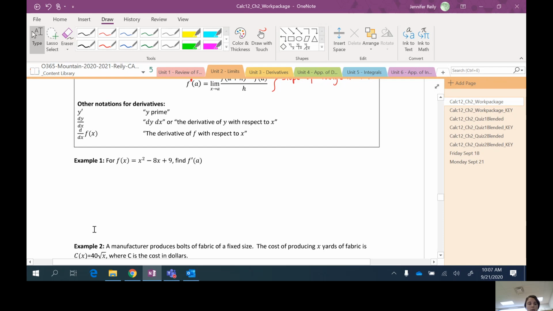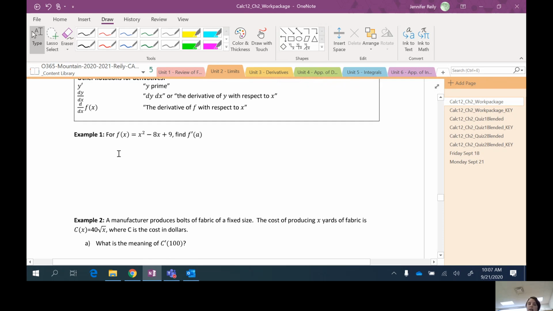Okay. Let's look at example 1. It says, given this function, x squared minus 8x plus 9, find f prime of a. So that means find the derivative at a general point x equals a. So I'm not looking at a specific numerical value this time. I just want to find the general formula for the derivative. Okay, so I'm just going to use my formula that I know for derivatives. F prime of a equals limit as h goes to 0 of f of a plus h minus f of a all over h. And again, we can't just plug in h equals 0 because you'd be dividing by 0.